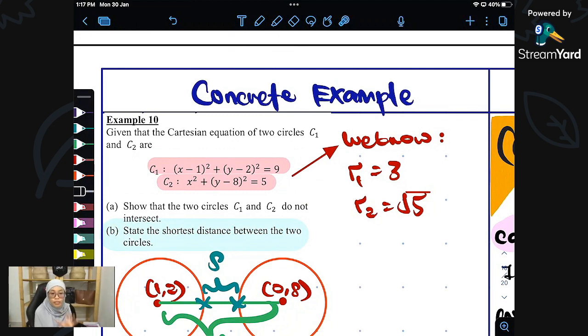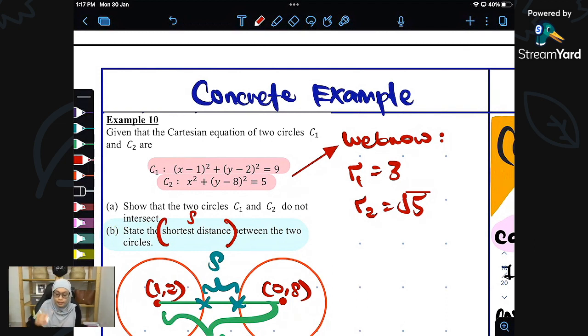Okay, the shortest distance. This is quite new to you. The shortest distance is labeled as the alphabet S. Okay, what is shortest distance anyway? So state the shortest distance between the two circles.